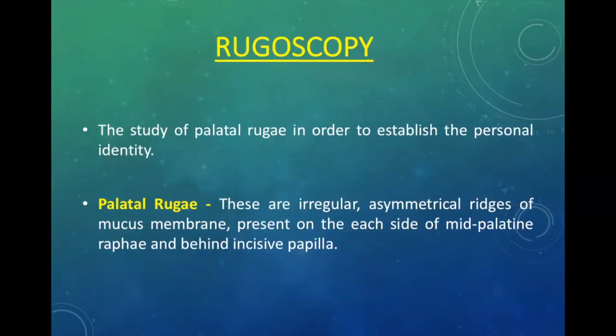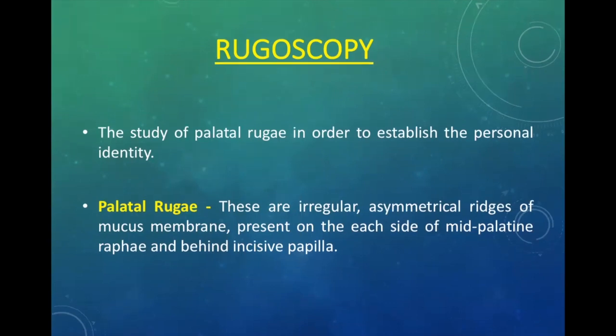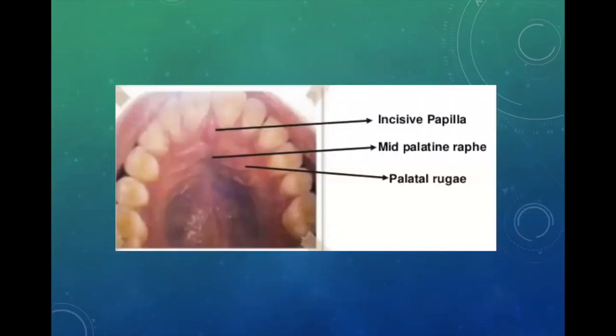Now, what is rugoscopy? It is the study of palatal rugae in order to establish a person's identity. So, what are palatal rugae? These are irregular, asymmetrical ridges of mucous membrane which are present on each side of the mid-palatine raphe and behind the incisive papilla. In this picture also you can see the palatal rugae.